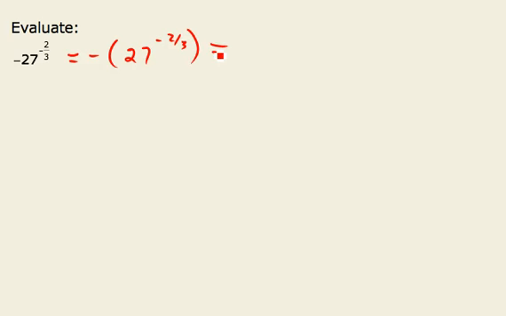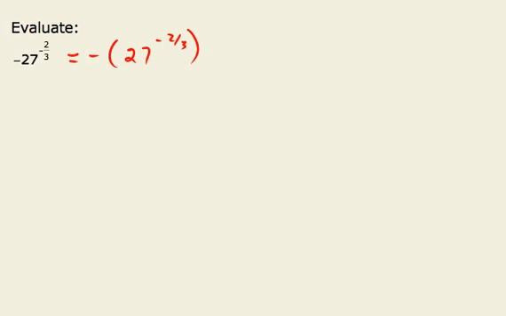This is not the same as (negative 27) to the negative 2/3. This would be a different calculation. So the first thing to notice is that we really need to find 27 to the negative 2/3. The minus sign is just going to come along for the ride here. I've got to deal with this minus sign up here, but not so much with this one out here. So let me make some room here.